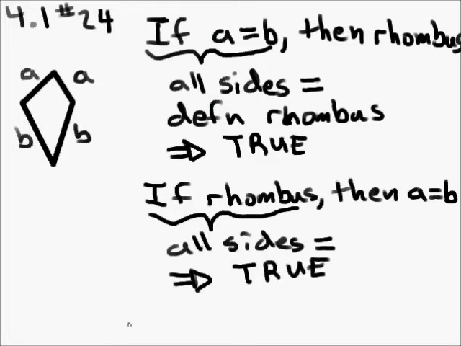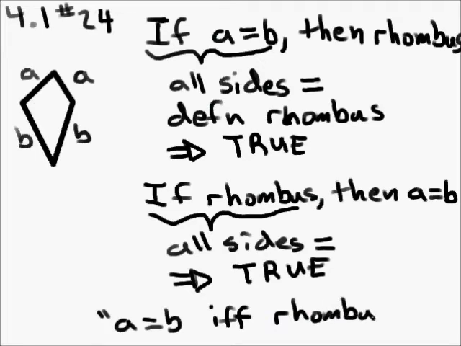And then finally, we have to close this with a biconditional statement, that is to say, rewrite it. And that statement would be: A is equal to B if and only if, sometimes abbreviated IFF, it's a rhombus. Or, instead of if and only if, you could use a bijective arrow, like so.